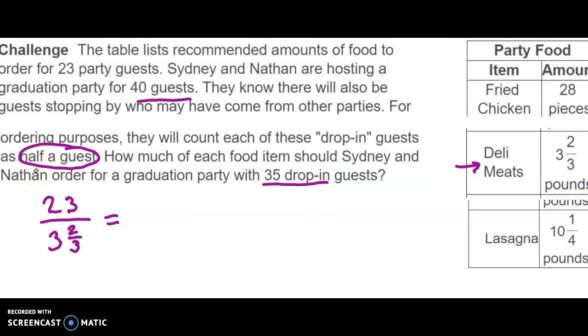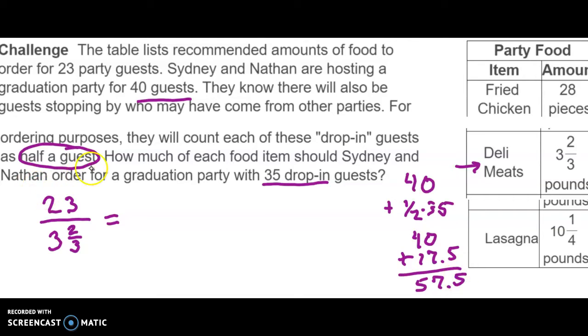So I have 40 plus half of 35, because a drop-in guest might have eaten at another party and so they're not quite as hungry. So half of 35 is 17.5. So I have 40 plus 17.5. That's how many guests I want to plan for. So you need to make sure that you read your directions and steps carefully so that you don't miss that extra detail of taking half of the drop-ins.